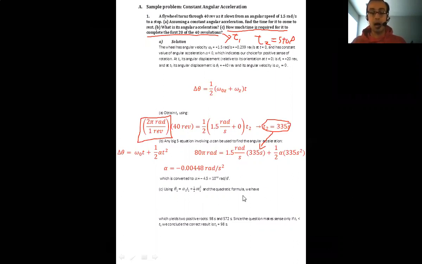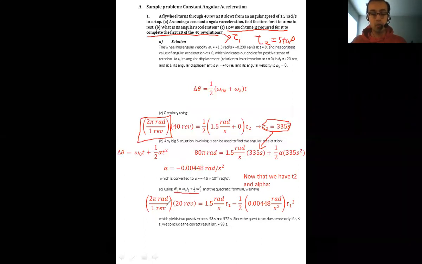Okay, now that we have T2 and alpha, we can go ahead and solve for, let's see, how much time is required for it to complete the first 20 of the 40 revolutions. So we can now solve for T1. So theta 1, using this equation, we know theta 1 is 2 pi radians over 1 revolution times 20 revolutions, because we're trying to see how much time is required to complete the first 20 of 40 revolutions.